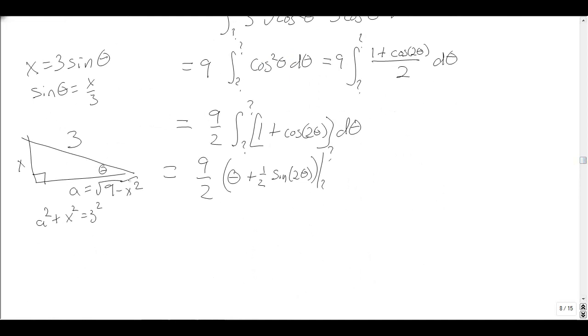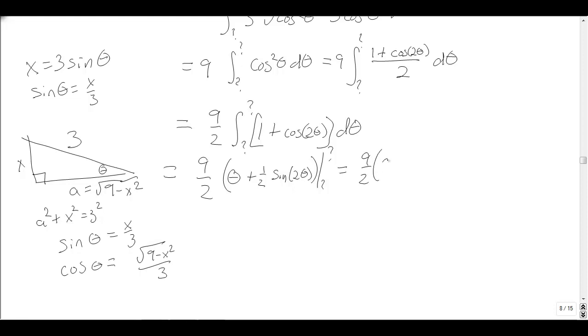Okay, so we get this. So we know now sine theta is x over 3. We also know cos theta, well, that's adjacent over hypotenuse. That's square root of 9 minus x squared over 3. You could also find tangent theta would be x over square root of 9 minus x squared. So you can get a bunch of these here. But we don't have sine theta, we have sine 2 theta. So there's going to be another trig identity that comes to our rescue.